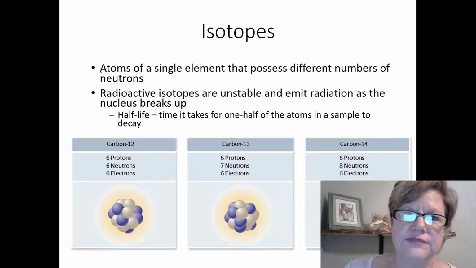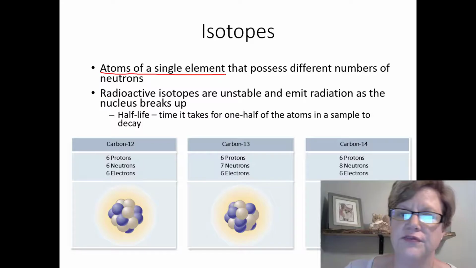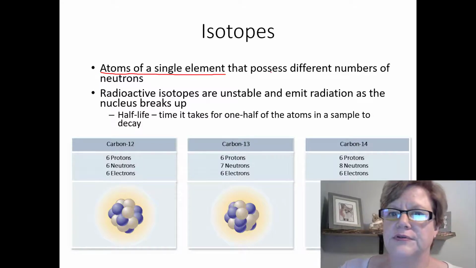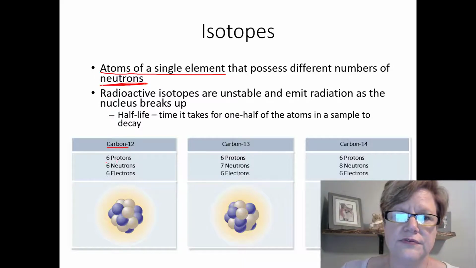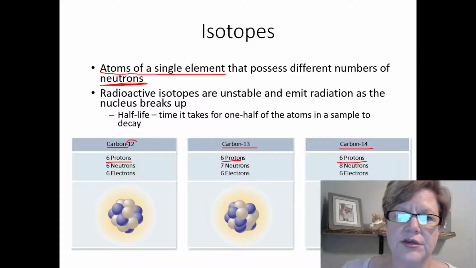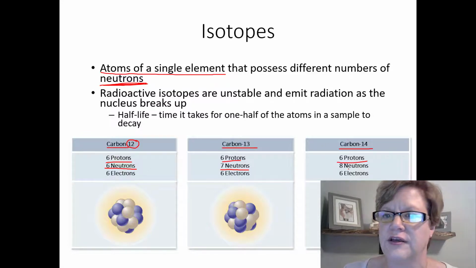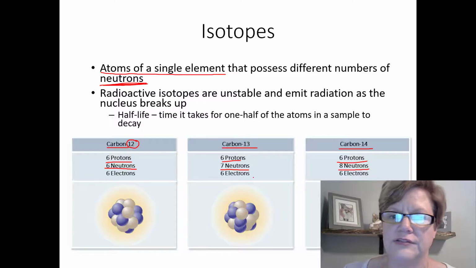So isotopes are defined as atoms of a single element, for example carbon, that possess different numbers of neutrons, and that means the mass number is different. All right. So carbon 12, 6 protons, carbon 13, 6 protons, carbon 14, 6 protons. But this number here indicates the total mass, so you can subtract and figure out that carbon 12 has to have 6 neutrons, carbon 13 would have to contain 7 neutrons, and carbon 14 would have to have 8 neutrons.